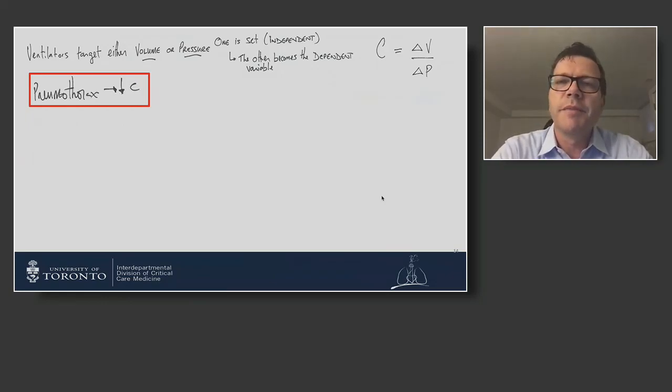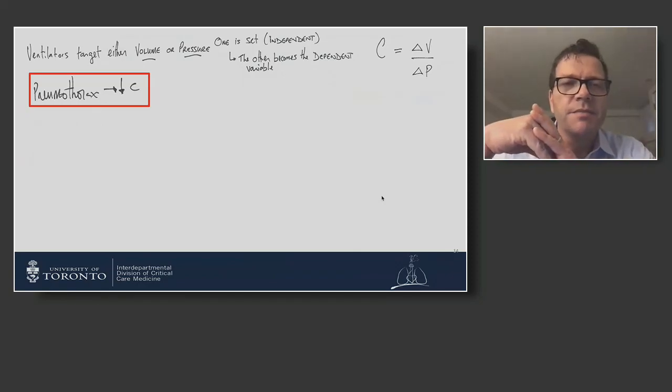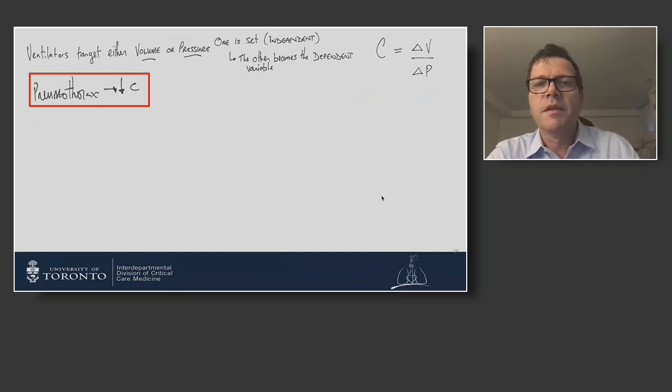So let's take our patient who's initially on volume control, and it's 2 o'clock in the morning, which is when all bad things happen, and the patient develops a pneumothorax. And this would lead to a reduction in their respiratory system compliance. So what would we expect to see? If the compliance goes down and we're in volume control, so the volume is set, that's not changing. If the compliance is down, the pressure must go up. And that's exactly what we see.